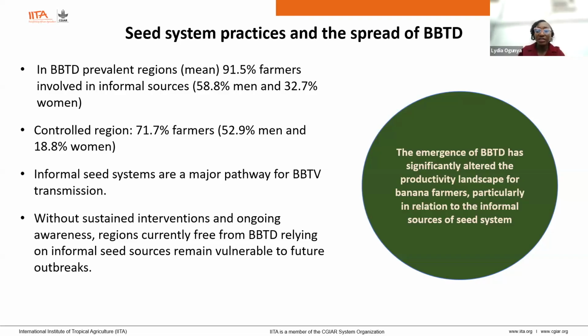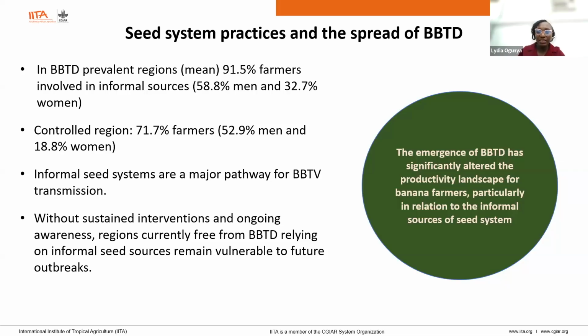Now, the informal seed systems are a major pathway for BBTV transmission. And it is also a thing of concern that without sustained intervention and ongoing awareness, the areas that are currently free of BBTD, who also rely on the informal seed sources, remain vulnerable to future outbreaks of BBTD if precautions are not taken into consideration.